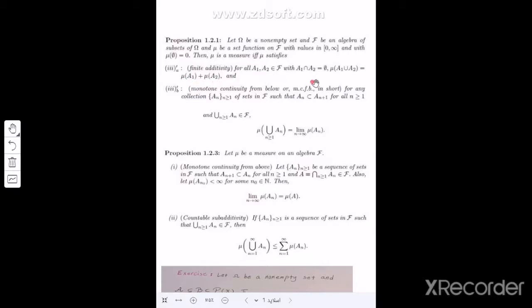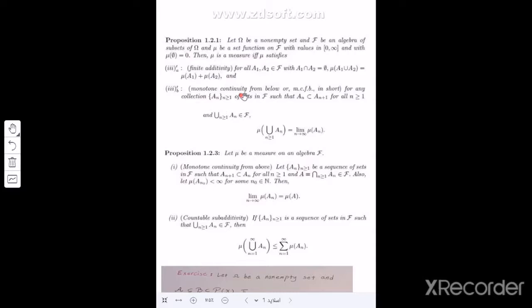It is clear that by this property we can extend this relation to three sets, four sets, and in general n sets. Okay, you can see this property for n sets instead of just two sets. Okay, what is this property? This proposition was taught in the previous session. I repeat this proposition here.